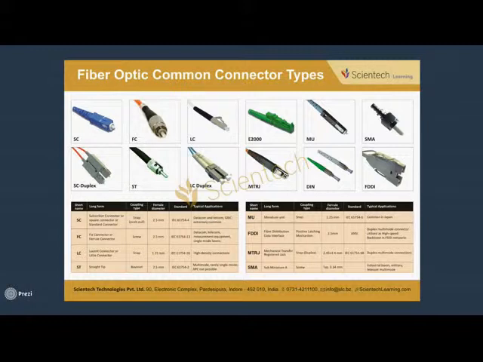Let's look at some common fiber optic connectors. There are many different kinds of fiber optic cable connectors. Some are proprietary, some are not. It is best if you use connectors from the same manufacturer when installing a new fiber optic network or extending an old one. The most common styles of fiber optic connectors are SC, ST, FC, LC, and MTRJ.